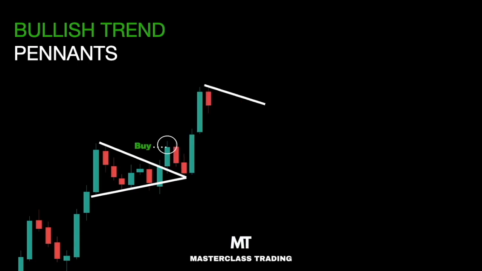The pennant is very similar to a symmetrical triangle. The main differences between the two, is that a pennant is much smaller in volume, and it always represents a continuation of the main trend. Once price breaks the pennant to the upside, this is a signal to buy the asset for a continuation of the trend.